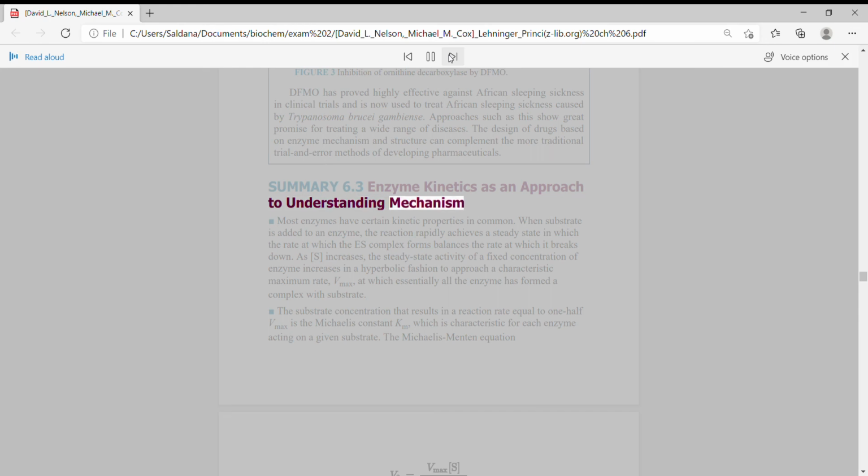Summary 6.3: Enzyme Kinetics as an Approach to Understanding Mechanism. Most enzymes have certain kinetic properties in common. When substrate is added to an enzyme, the reaction rapidly achieves a steady state in which the rate at which the ES complex forms balances the rate at which it breaks down. As [S] increases, the steady-state activity of a fixed concentration of enzyme increases in a hyperbolic fashion to approach a characteristic maximum rate, Vmax, at which essentially all the enzyme has formed a complex with substrate.